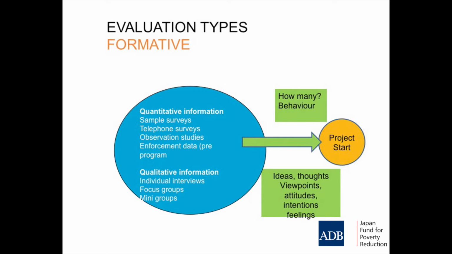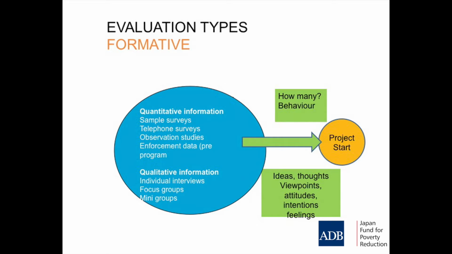What do we do? Well, there's two forms of data that we might need, quantitative and qualitative. I've talked about those. If we want to get qualitative information, what are we trying to do? We're trying to identify the ideas, the thoughts, the views, the attitudes, the intentions and the feelings of the people that we're dealing with. And how do we get that? We might interview people. We might have focus groups. We might have mini groups, and we just talk to people. We talk to people about what they think about things, what their attitudes are, what their feeling is, and we collect that information.